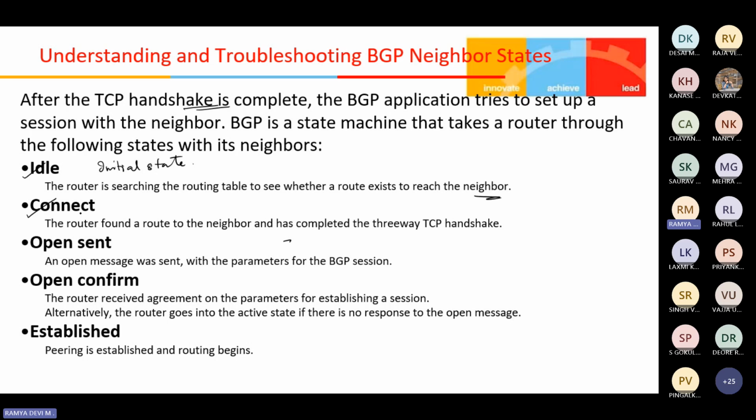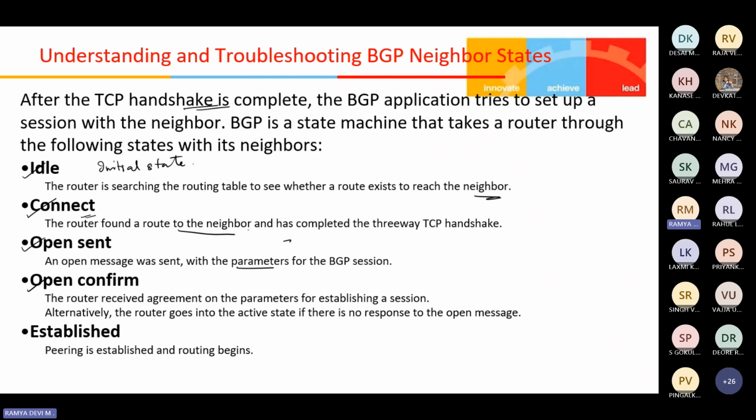The second state is the connect state. The router will be confirming the connectivity to the neighbor. The TCP handshake is already completed at this point, so the router can send the open message for initiating the connection. That's the third one, the open sent state. The open message will have the session parameters like the version, the AS number, and the hold time. This formally requests to establish a peering relationship.